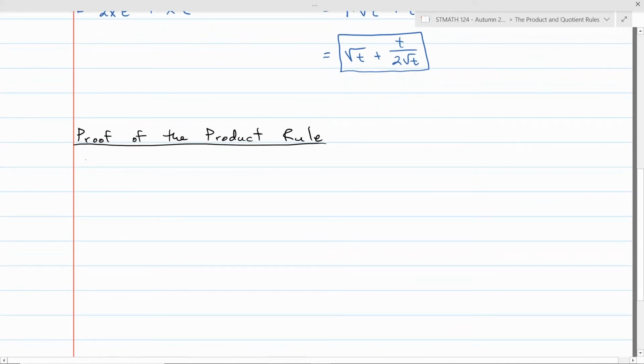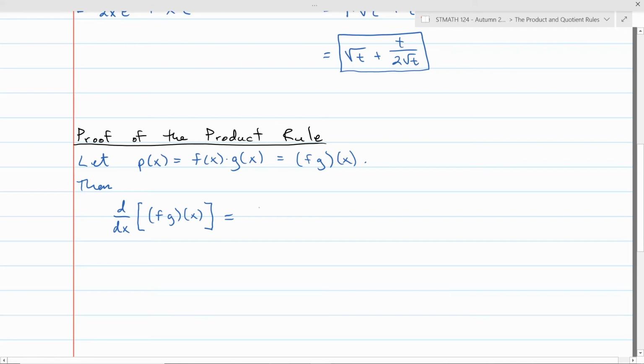So let p of x be the product of f of x and g of x, then I could think of that as just f times g of x. Then if I want to take the derivative of f times g of x, that's the same as the derivative of p of x. I'm going to go to the definition of derivative and say, well, that's the limit as h goes to 0 of p of x plus h minus p of x, all divided by h.